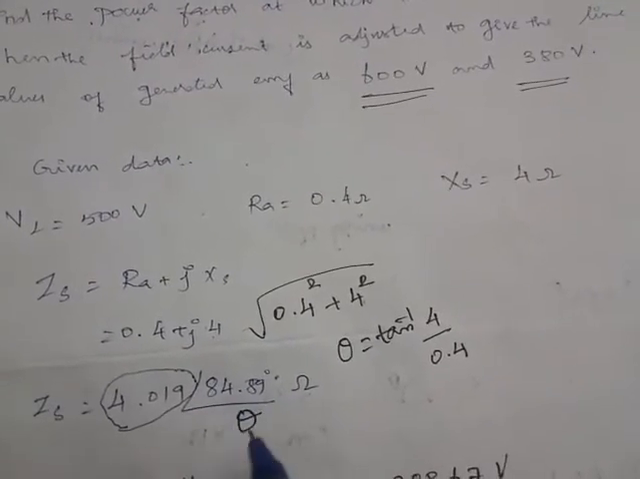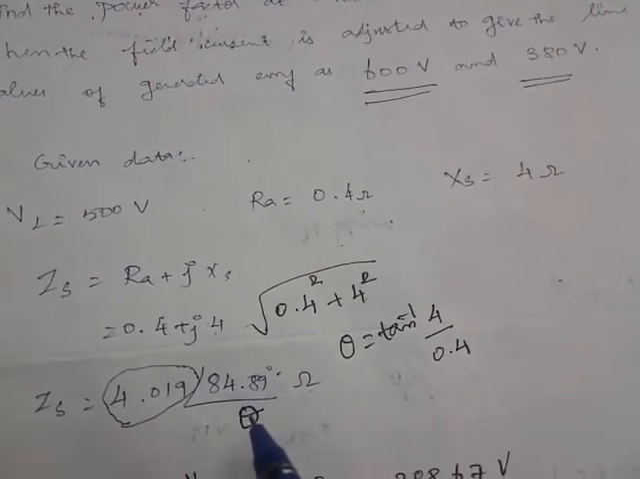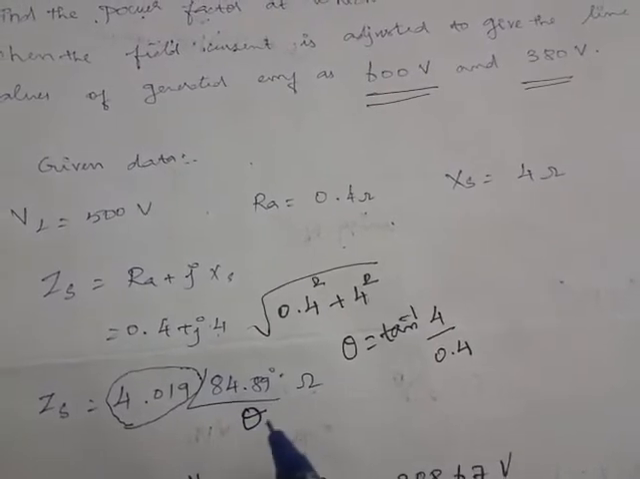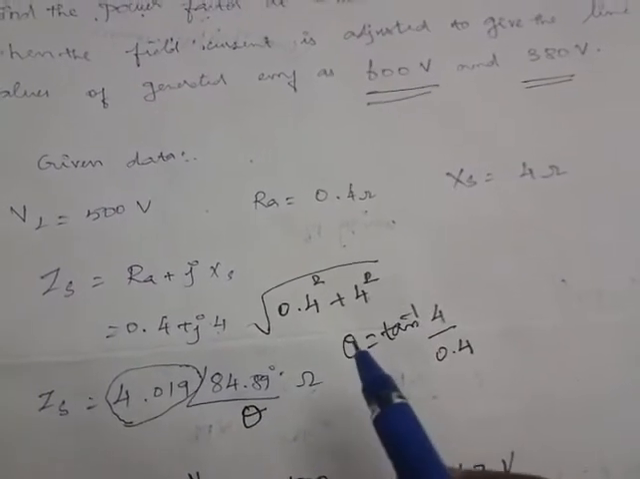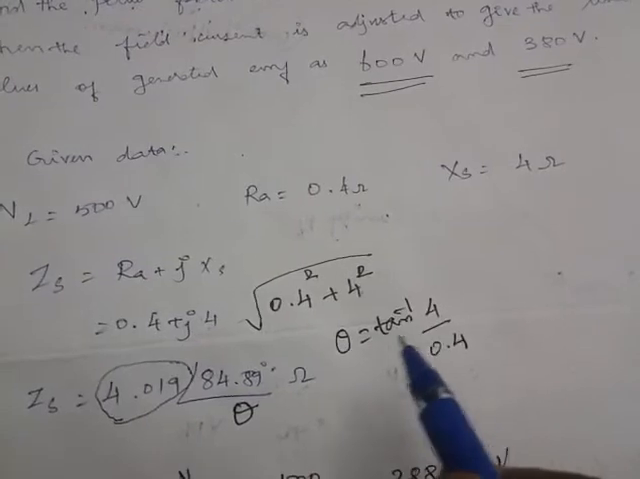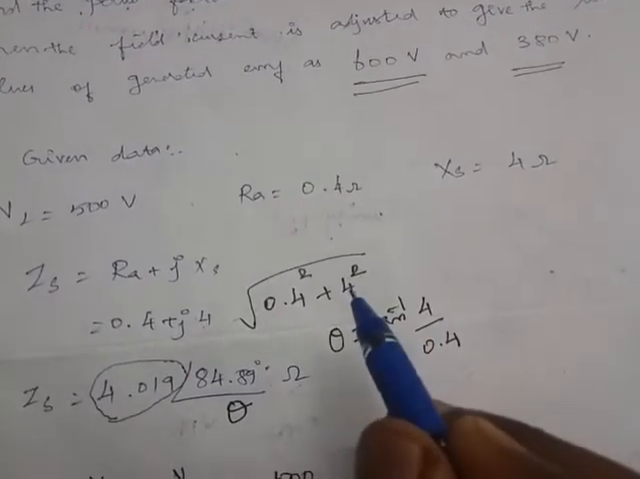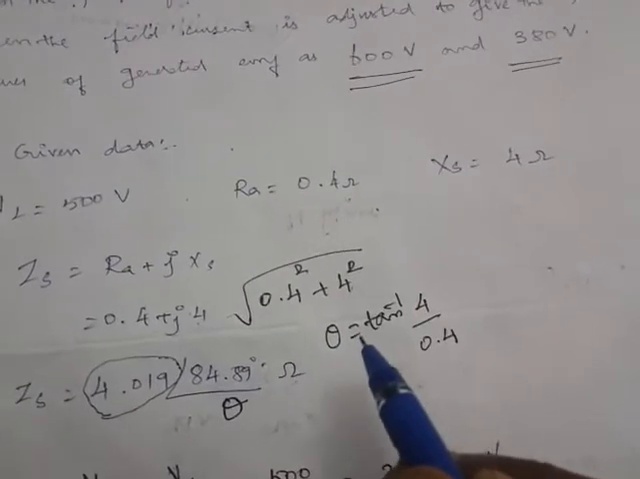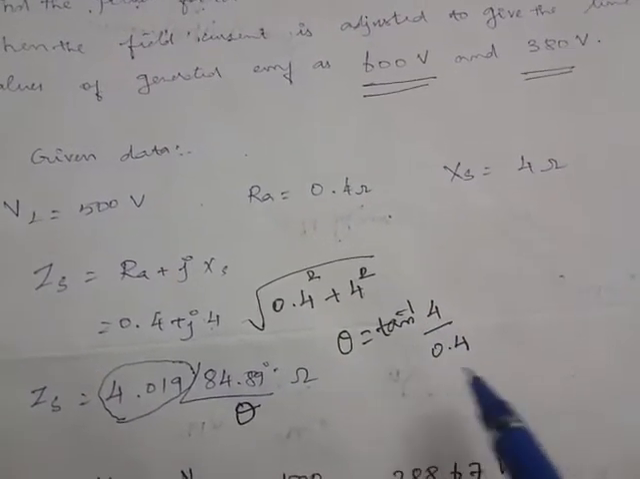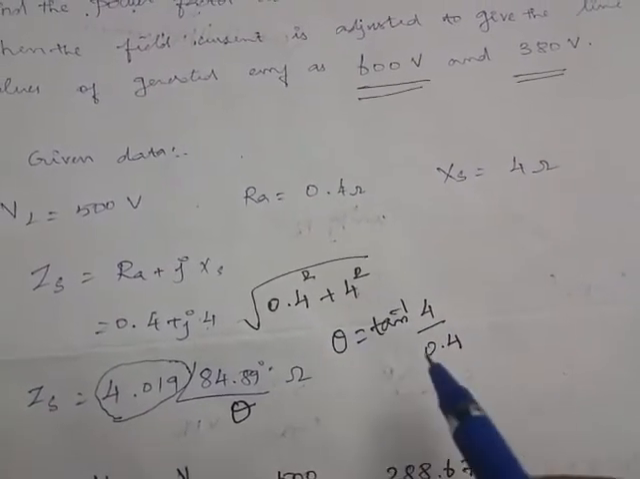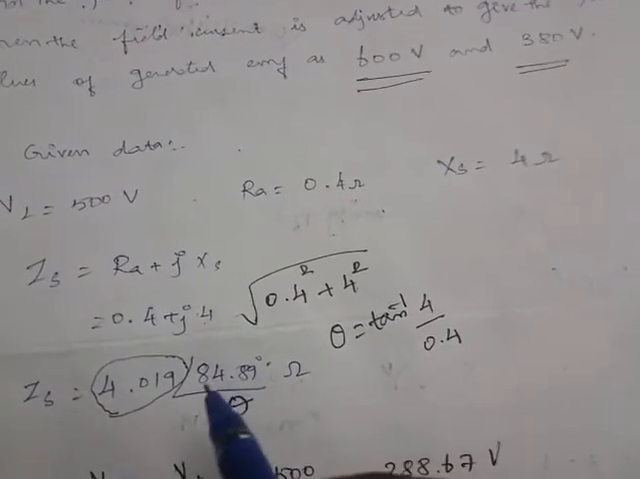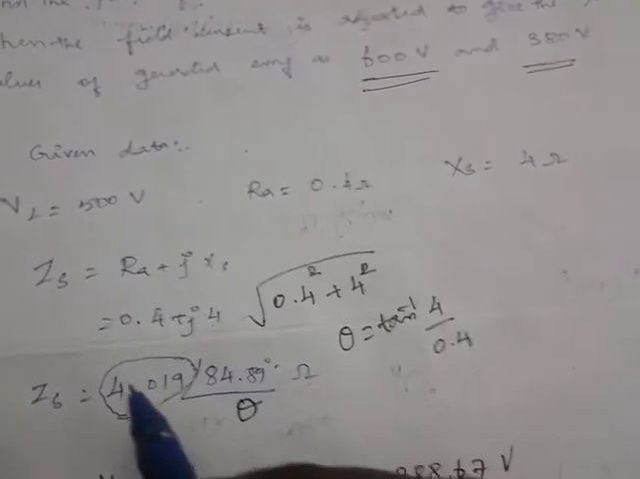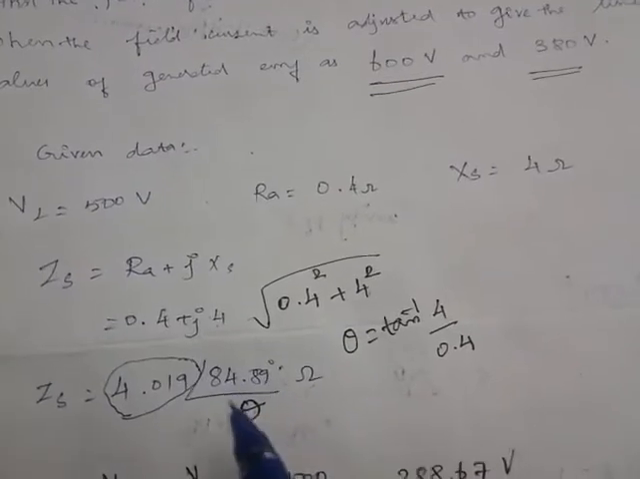So how to find the angle? Theta is nothing but the impedance angle or internal machine angle. Theta equal to tan inverse of B by A. Here B equal to 4 and A equal to 0.4, or otherwise theta equal to tan inverse of XS by RA. Using this formula to find out the angle, the angle is 84.89 degrees. So this is the magnitude and this is called theta.